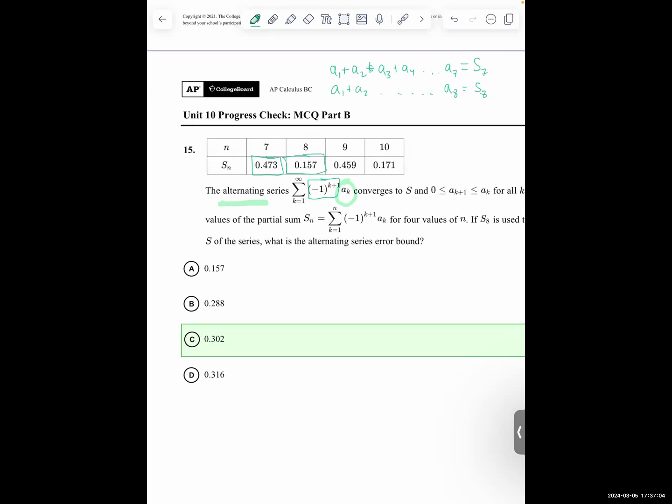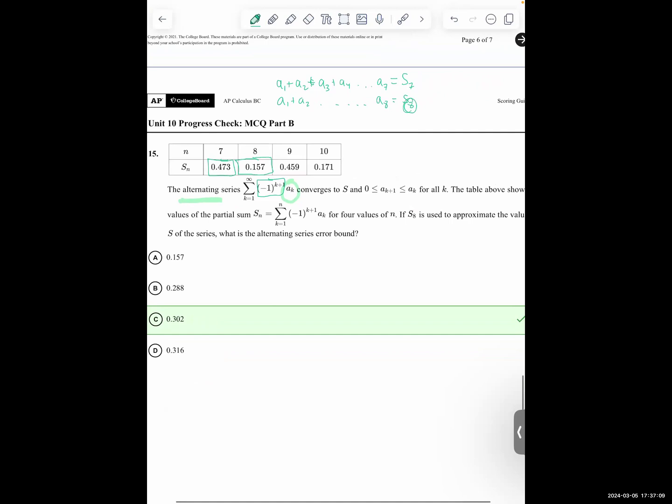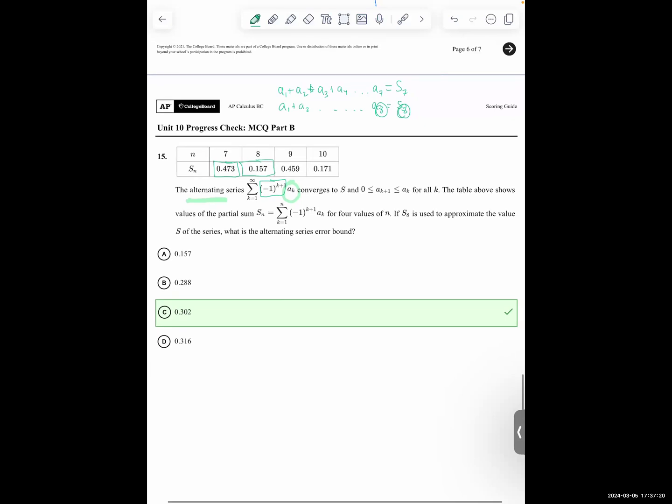So now if it says that S sub 8 is used to approximate the value of the sum, that means that 8 terms were used to evaluate the series. And so if they want us to figure out what the alternating series error bound is, the alternating series error bound would be one more than where we truncated it. So 1 more than 8 would mean that it would be 9 terms. So if I went all the way to the 9th term and I added all those terms together, then I would get the partial sum S sub 9.